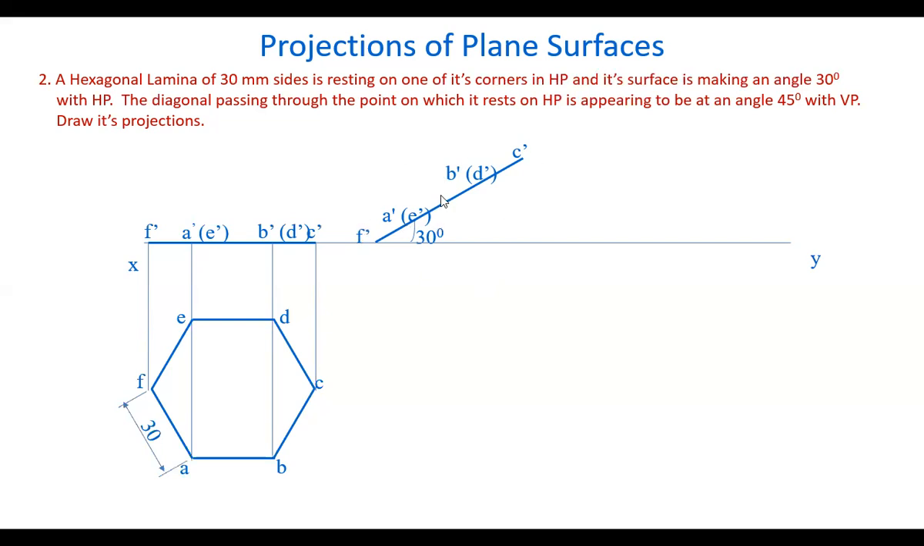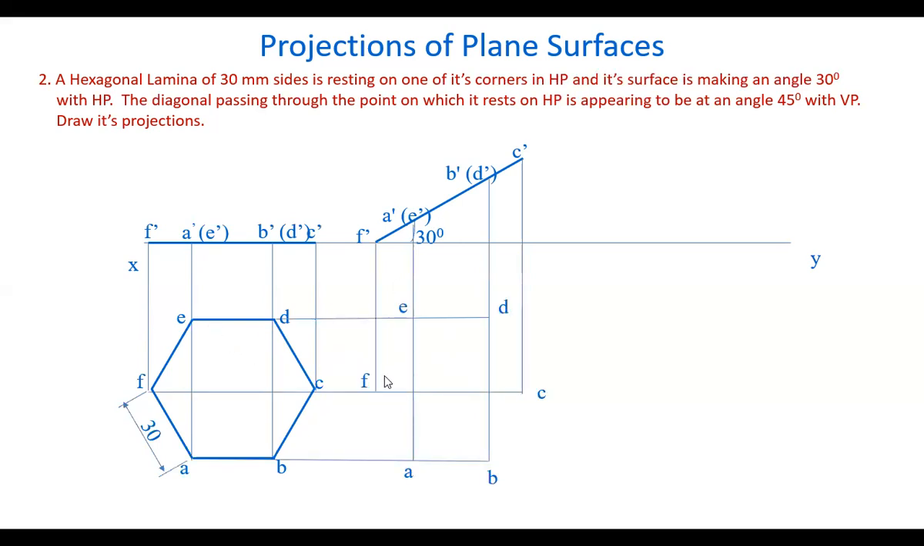Draw top view. How? Draw projectors from all these points and draw horizontal lines from these points. Mark the intersection points here. Okay, so you get the top view. Now, here comes the other interesting point. A diagonal passing through the point on which it rests on HP. Point resting on HP is F. Diagonal means, suppose you take these opposite corners, the line joining these opposite corners is called the diagonal. So CF is one diagonal, BE is one diagonal, AD will be one diagonal.